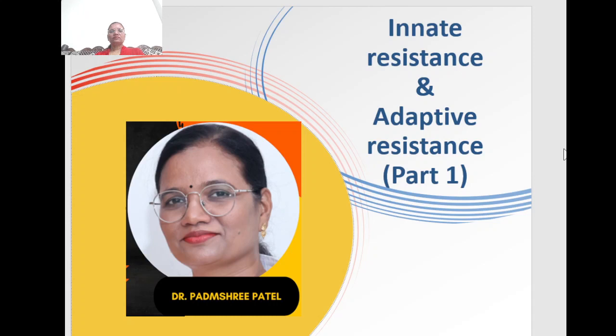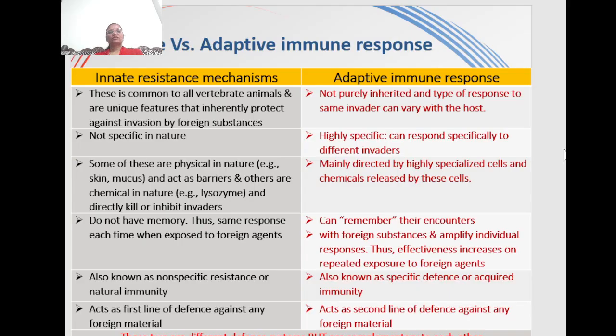Today I have prepared this presentation video about innate resistance and adaptive resistance mechanisms, and this is the first part of this topic. Let us try to understand the innate versus adaptive immune response. I have created this in the form of a comparative table, which will help you find some of the differences between these two mechanisms.